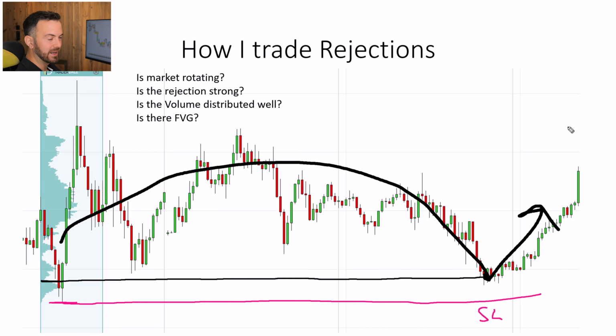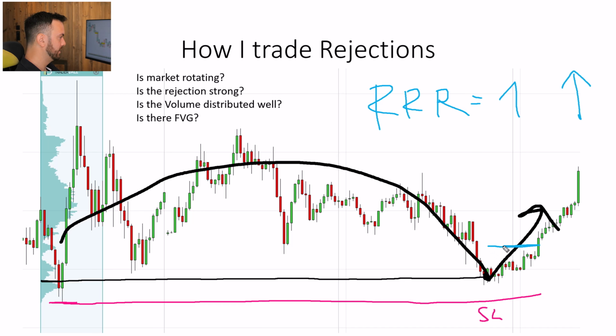And regarding the take profit, you want to trade with at least a risk reward ratio of 1 or better, which means that in this case the take profit would be somewhere in here. But in my trading, I strive to have a bigger risk reward ratio than 1. So in the long run, I try to have around 1.5, which in this case would be somewhere in here.